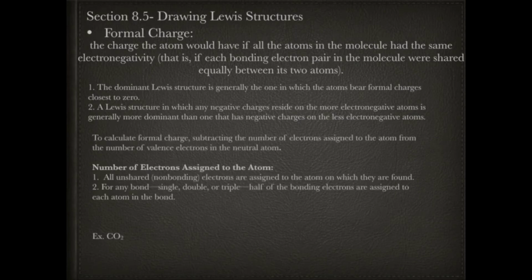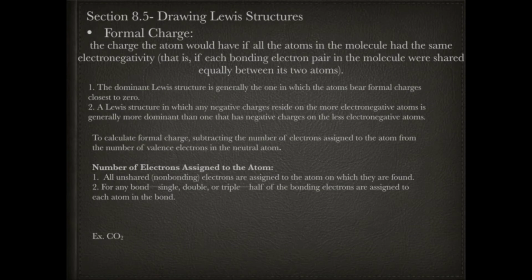To calculate formal charge, all you do is you take the number of electrons that are assigned to the atom, and you subtract that from the number of valence electrons. So how exactly do you determine the number of electrons that are assigned to an atom? Well, it's quite easy. All unshared electrons, meaning non-bonding electrons, count as one electron each. So if you have a pair, that would be 2 electrons that are being assigned to the atom. If you have a bond, like a single, double, or triple bond, you take half of the bonding electrons. So if, for example, you have a single bond that's 2 electrons being shared, that only counts as 1 electron that can be assigned to the atom.